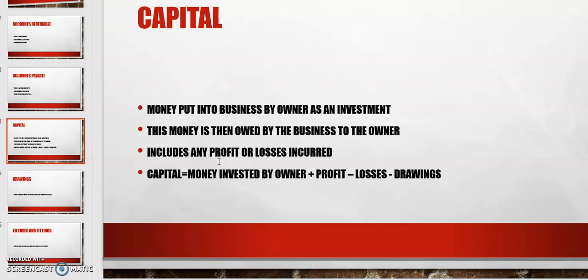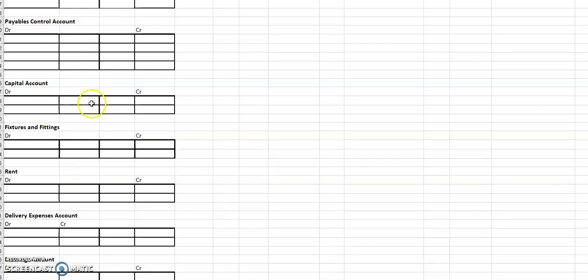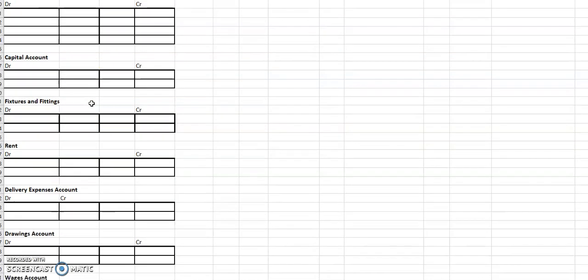Also, it includes any profit or losses incurred. So if you put that in mathematical terms, the capital equals the money invested by the owner plus any profit minus any losses minus the drawings. And the drawings refers to the money taken out of the accounts by the owner. The owner is entitled to take money out of the accounts, like for wages, and that is known as the drawings. So in the general ledger account, we have an account for that as well.